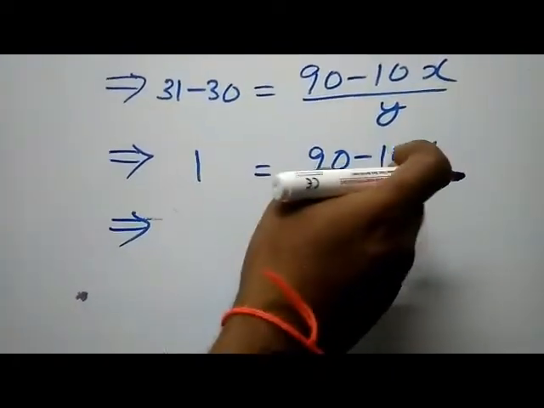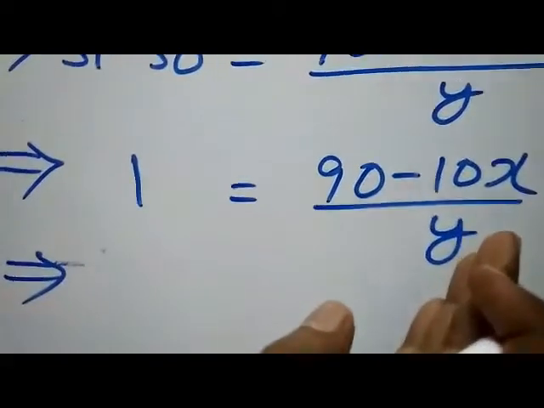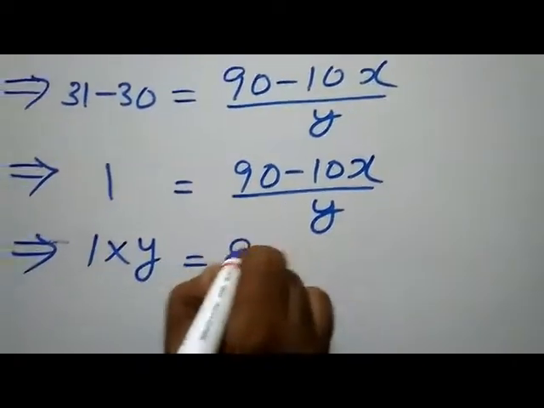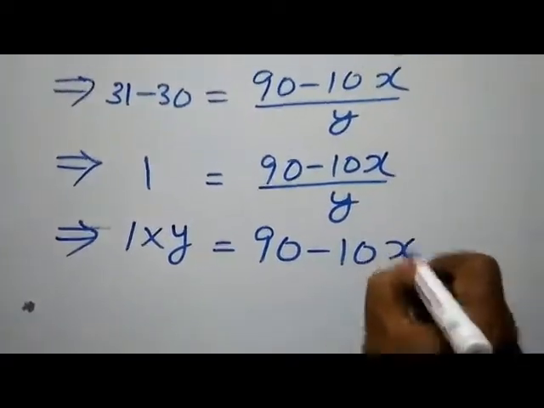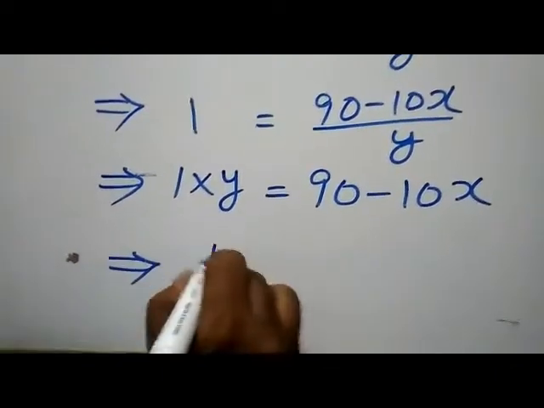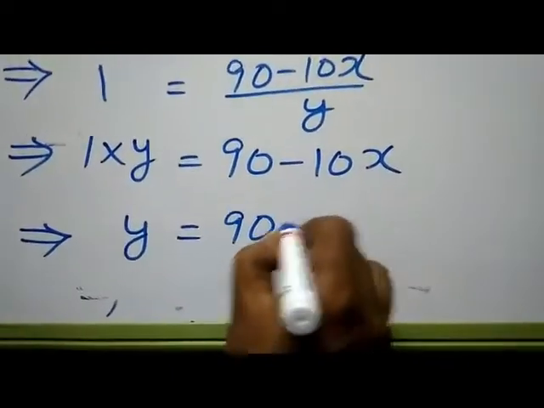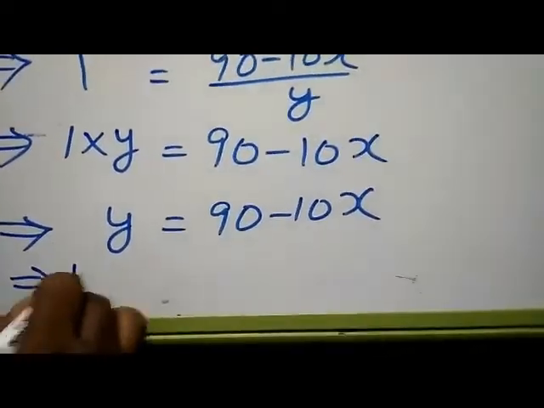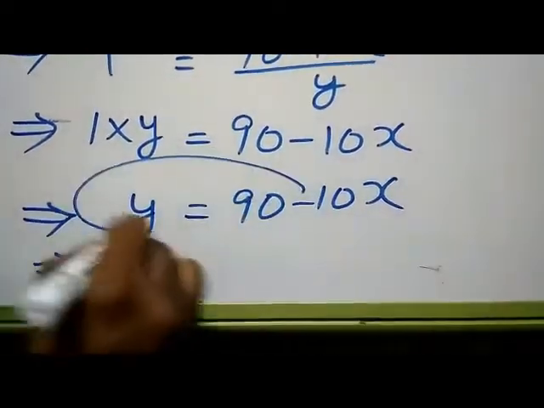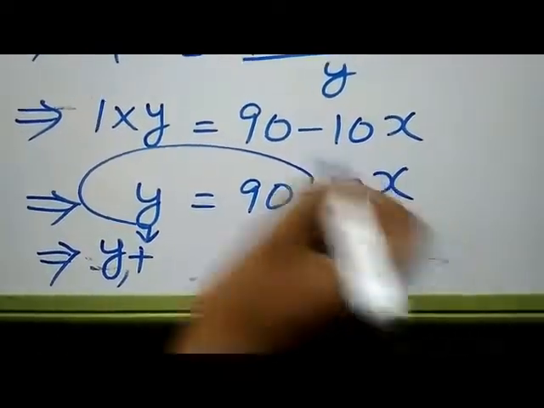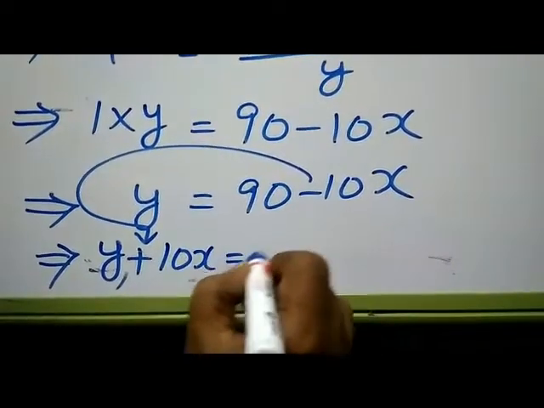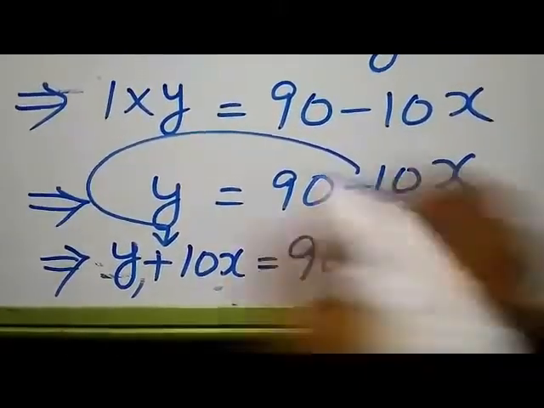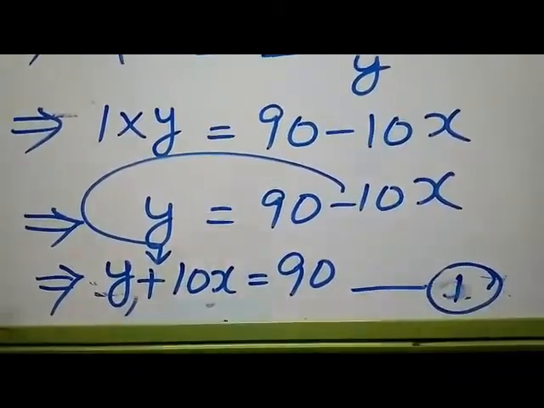Now here, by y will transpose from RHS to LHS into y. That's why 1 into y is equal to 90 minus 10x. That implies y is equal to 90 minus 10x. That is nothing but y plus 10x is equal to 90. This is equation 1.